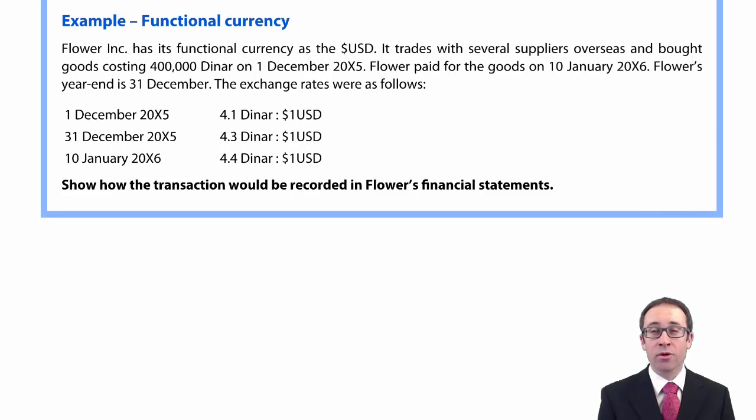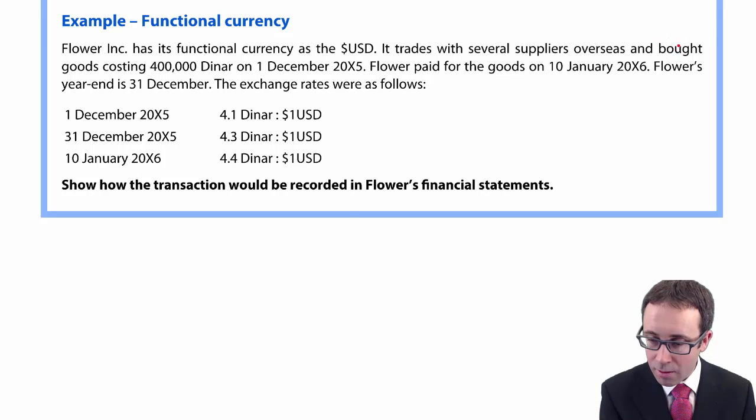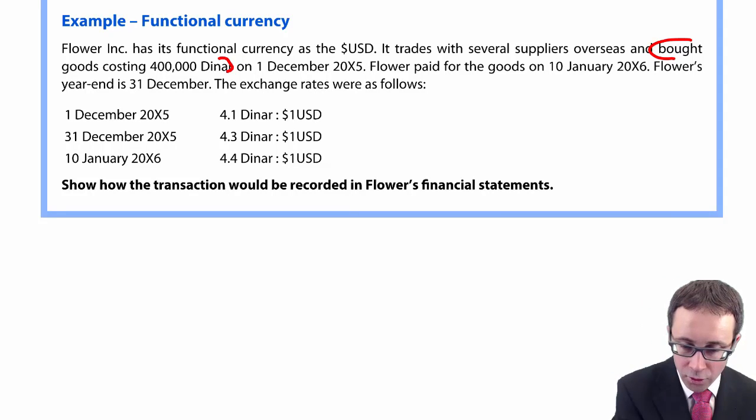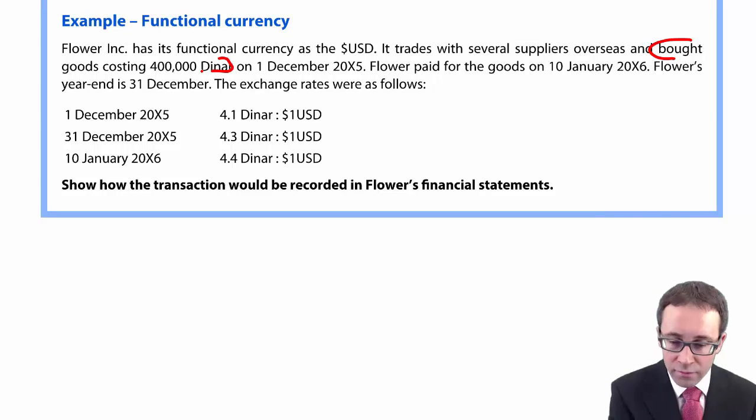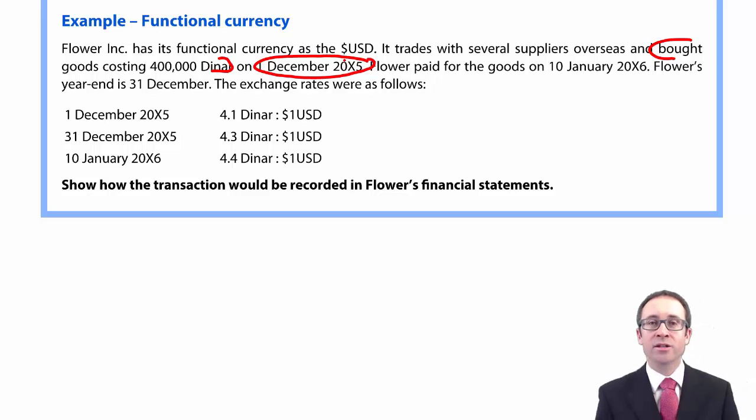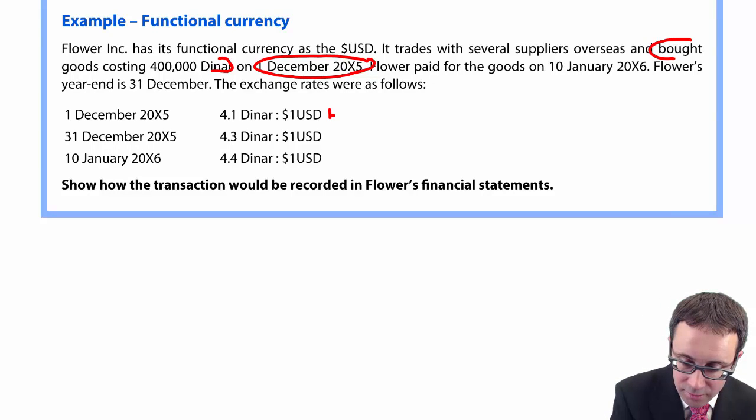So it says, show how the transaction will be recorded in Flowers' financial statements. It specifically says that you have the functional currency as the US dollar. So everything needs to be translated into US dollar in the financial statements, so in the statement of financial position and the statement of profit or loss. It says it trades with several suppliers overseas, and that we bought goods costing 400,000 dinar on the 1st of December 20x5. So we will need to translate those dinar into US dollars at the rate that's in place on the 1st of December 20x5. Okay, and you've got that rate there, the historic rate.